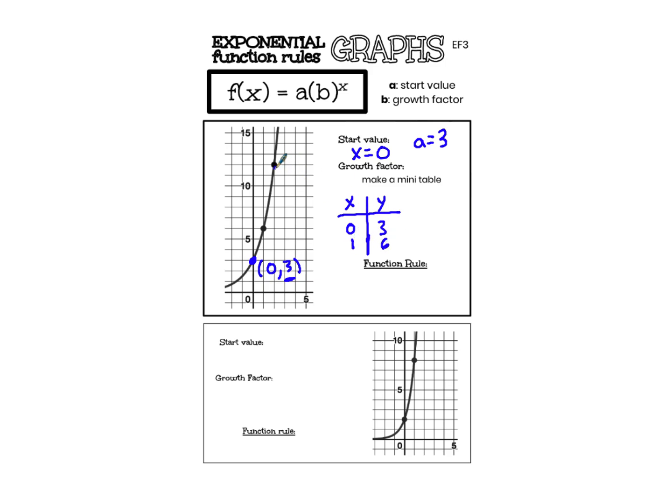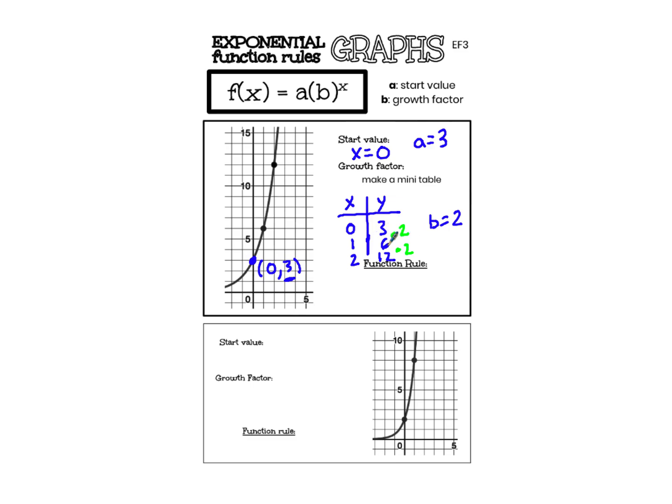And then I have this other point. It's not necessary, but I'll go ahead and write that down too. So when x is 2, y is 12. And then I'm going to figure out what my growth factor is. I can actually just see from this table, what do I multiply 3 by to get 6? 2. What do I multiply 6 by to get 12? 2. So that tells me my growth factor, my repeated multiple, is 2.